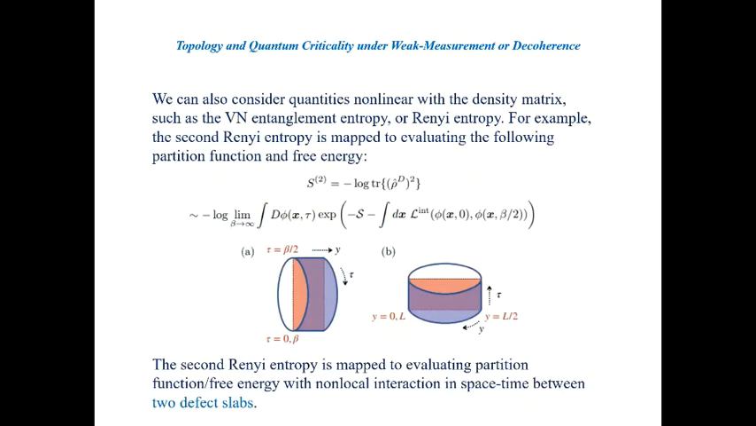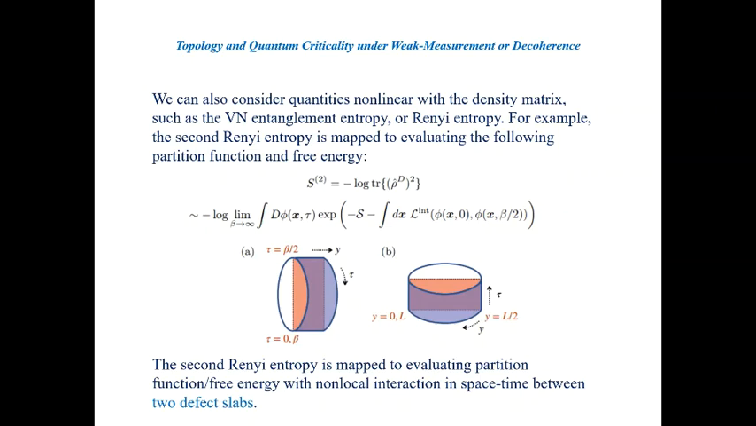In quantum information, we can also look at quantities which are not linear in the density matrix. For example, the second Renyi entropy. So we can look at the second Renyi entropy and see what happens. The second Renyi entropy means that we make a two-copy system and glue it in a certain way. Now this interaction term becomes a non-local interaction in Euclidean space-time, between tau equals zero and tau equals beta over two, because I duplicate the system. This interference effect becomes a non-local interaction in the Euclidean space-time.